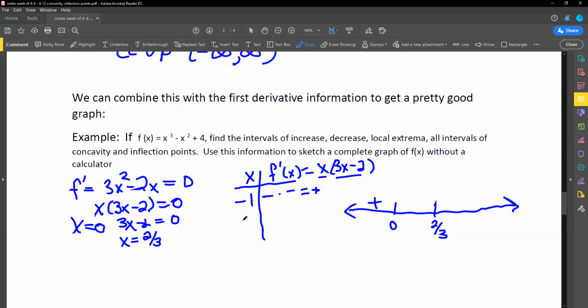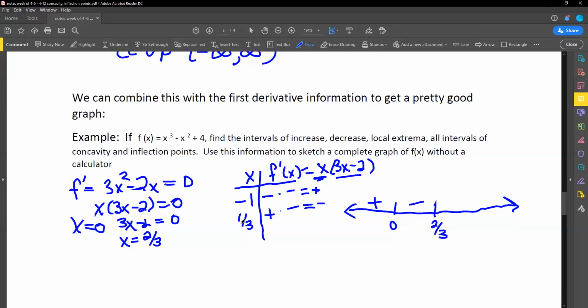All right, then I'm going to pick a number between 0 and 2/3. Okay, so this is why I don't care. 1/3 is a number right between. So if I plug in 1/3 for x, I get 1/3, which is positive. Then 3 times 1/3 is 1, minus 2. It's going to be a negative number on the second factor. So it's a positive times a negative. This is going to be negative.